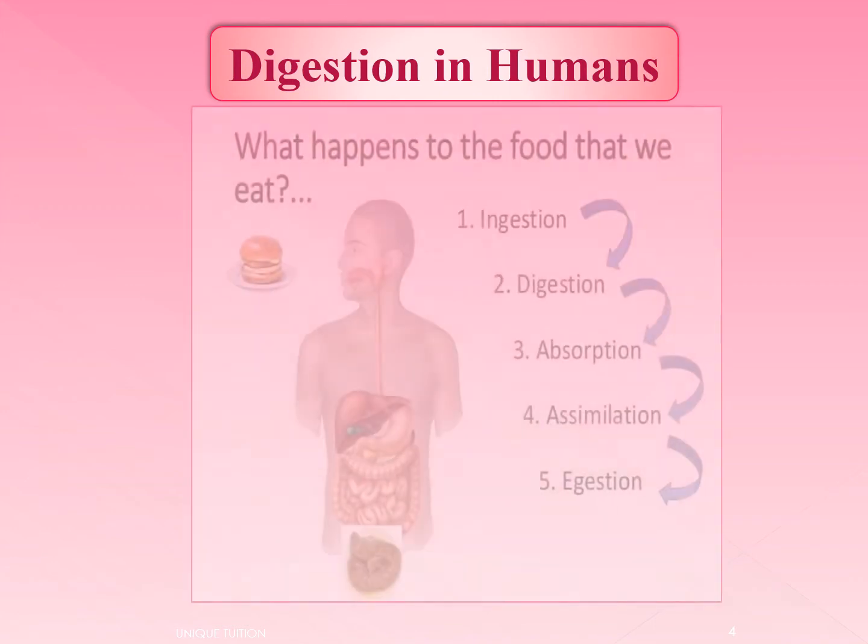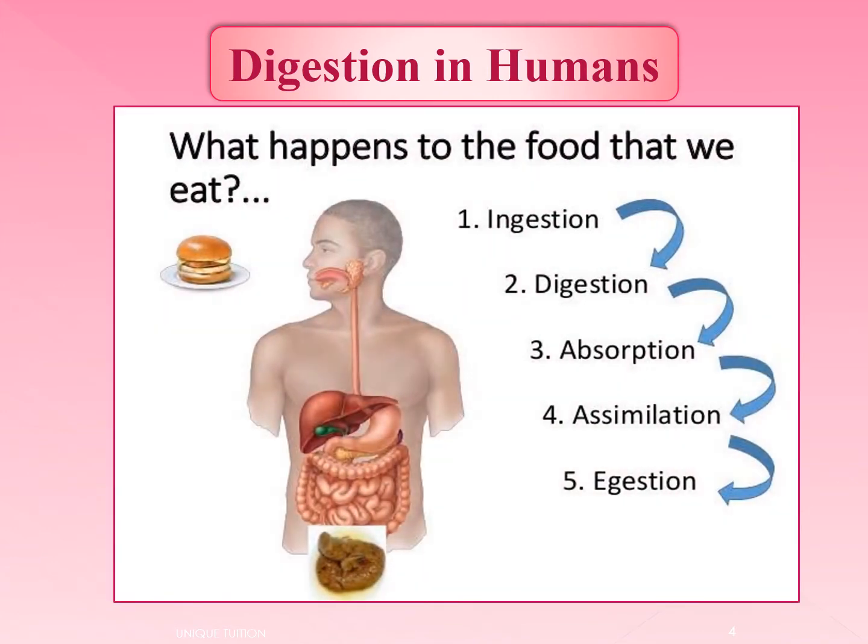Let's move on to digestion in humans. The food that we take through the mouth is digested and utilized. The unused part of the food is defecated. Let's see what happens to the food we eat.